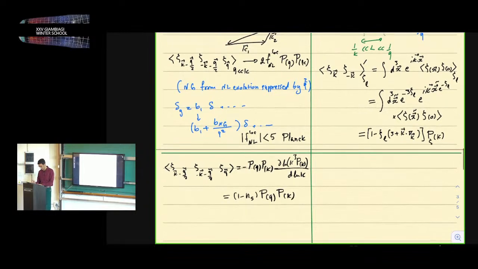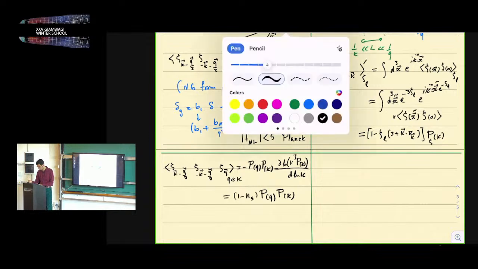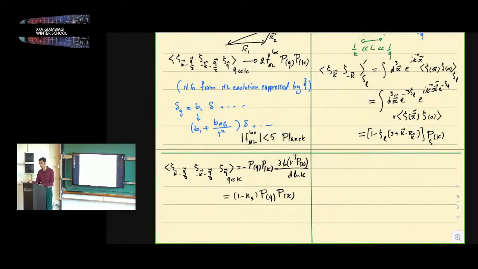So now you can compare it, and of course this is in the limit when q is much less than k. So there are corrections to this result that are suppressed by powers of q over k. And notice that this 1 minus n_s is small. It is suppressed by the slow roll parameters. So it is like 16 epsilon minus twice eta. This is something of order 10 to the minus 2. Okay, so this is what's called the single field consistency relation.